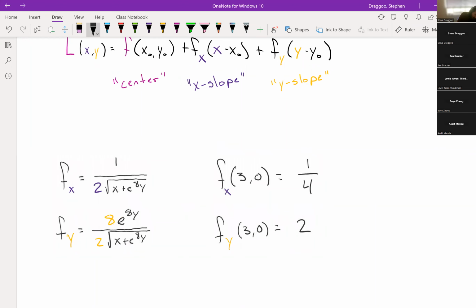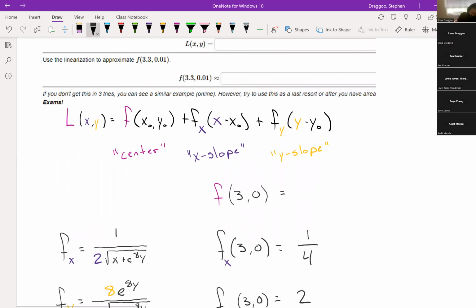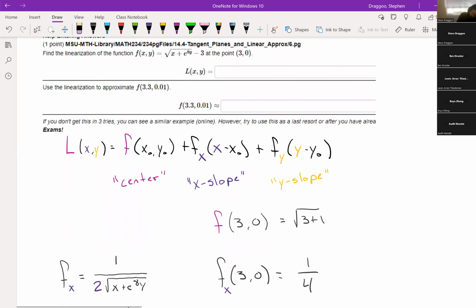Let's slide that down a little bit because we also need to get regular f at 3, 0. So just evaluate the original function at the point where we want to be tangent. It's the square root of 3 plus 1. Wait, hang on. Back to the original function. There's that minus 3 that's in there too, so don't get it twisted. Square root of 4 is 2, and then minus 3 is negative 1. So don't forget about that constant term when you're evaluating the function at that center point, at that tangent point.